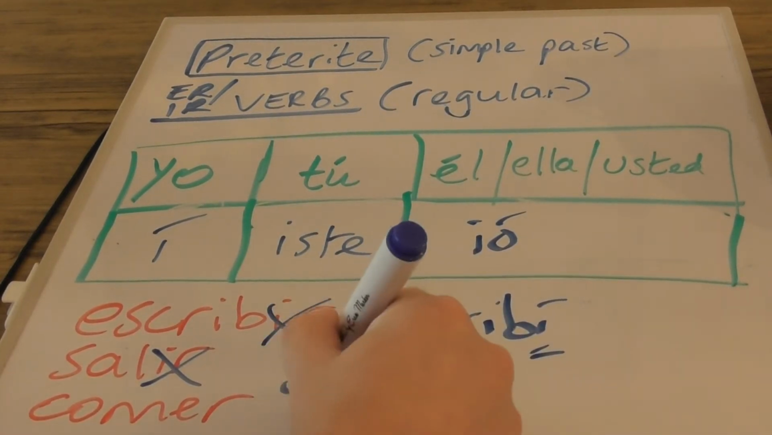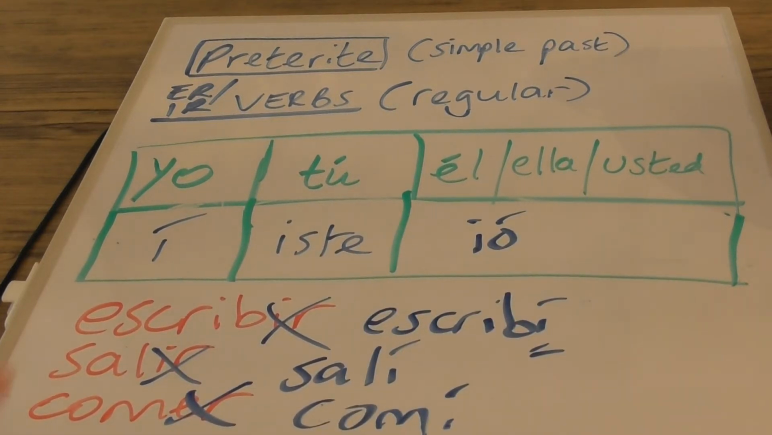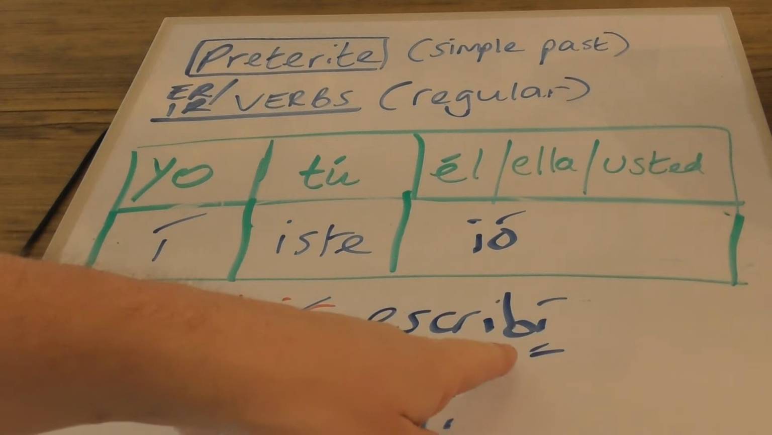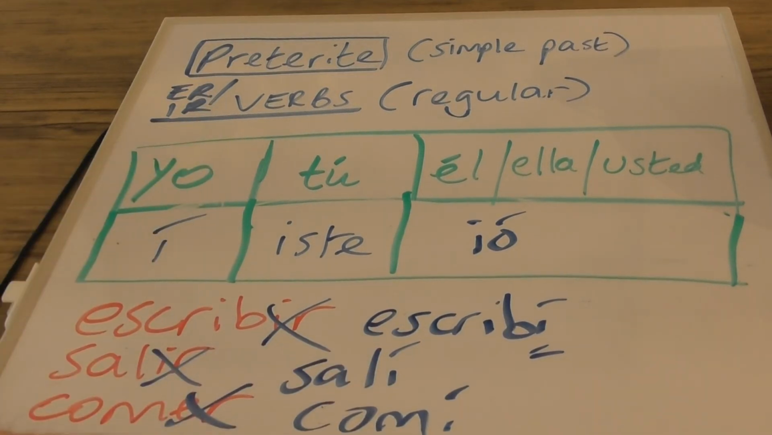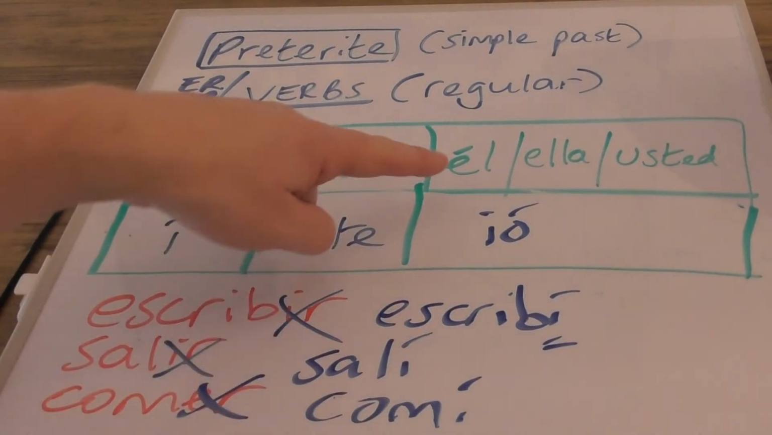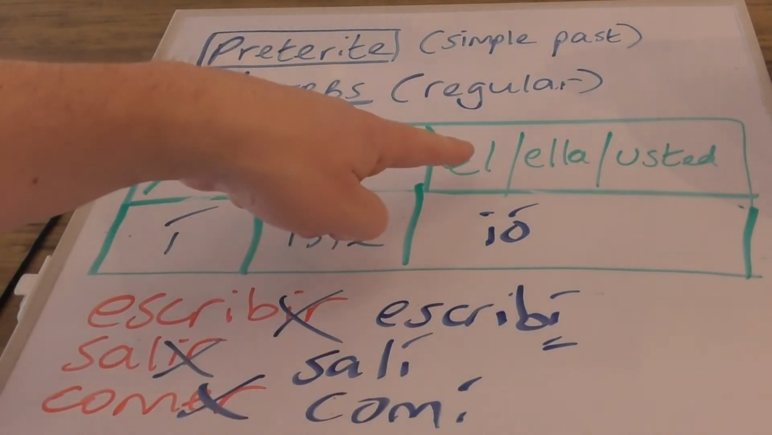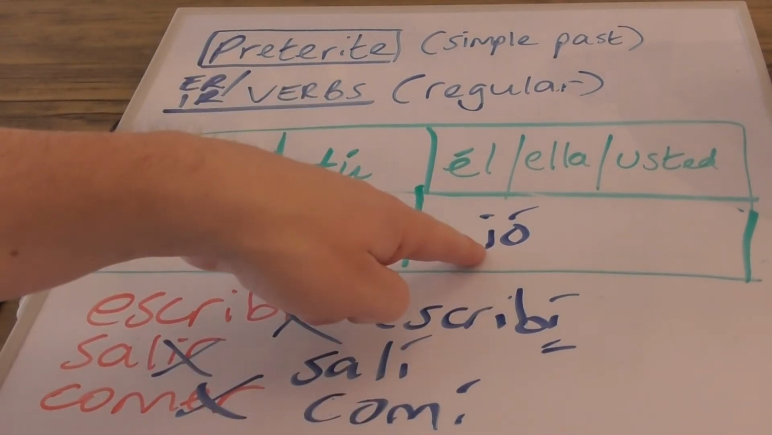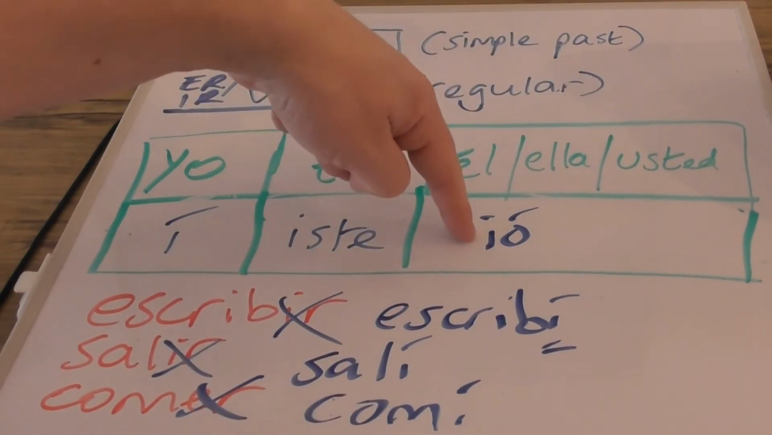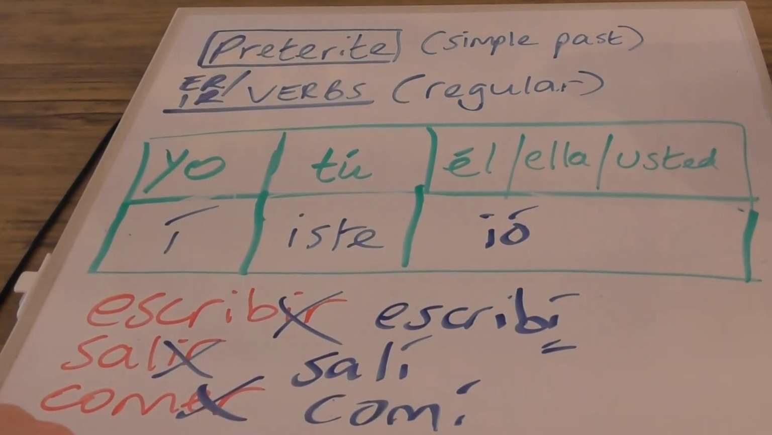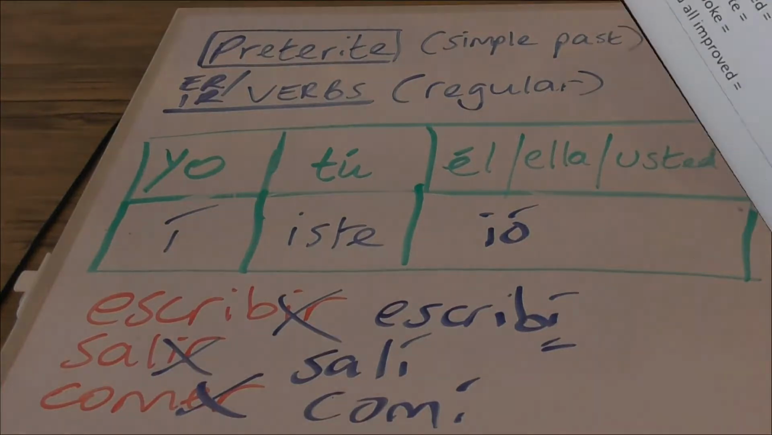I ate, take away the ER, comí. Same process for the you form. So, escribiste, you wrote, saliste, you went out, comiste, you ate. Exactly the same process for he, she, and you formal. So, he wrote, escribió. She wrote, escribió. You formal wrote, escribió. Likewise, to eat, he ate, comió, she ate, comió, and so on.